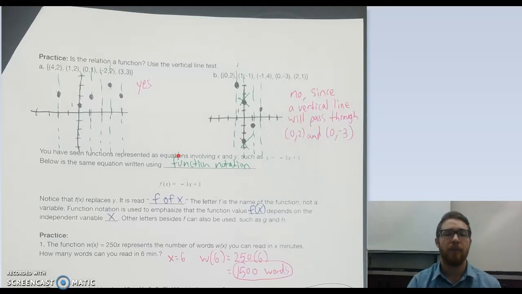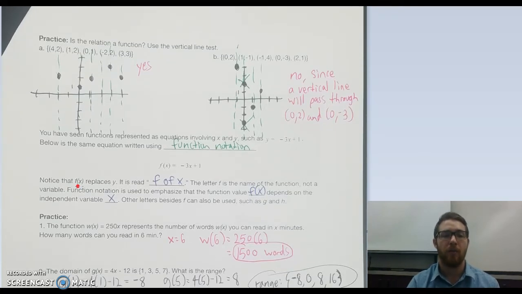We've also seen functions represented as equations when we're using x and y, like when we were graphing before. Below we can use the same equation, but write it in something we call function notation. We notice that we have a symbol replacing y: I take y and replace it with f of x. It looks like f times x, but this is not a multiplication. This is just the name of the function. The letter f is the name of a function, not a variable. A lot of people make the mistake of multiplying them, but make sure we're just using it as a name.